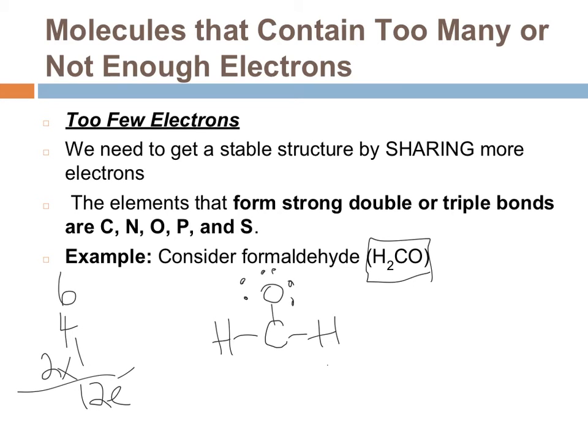So what we want to do is share another pair of electrons between the oxygen and the carbon in order to satisfy the octet of the carbon. So that's going to give us a final structure where we have a double bond between carbon and oxygen, single bonds between the carbon and hydrogen, and 2 pairs of electrons on the oxygen.